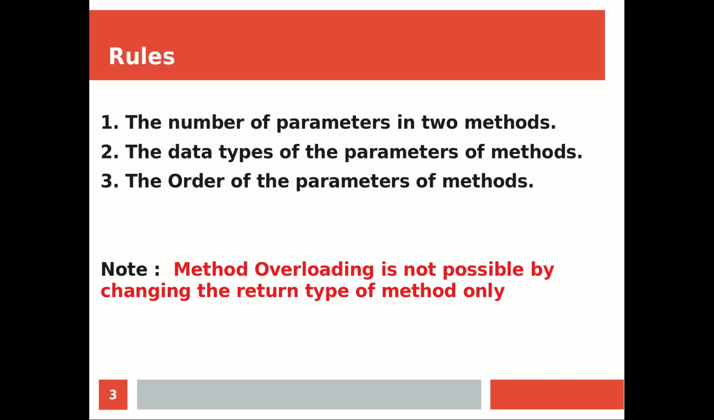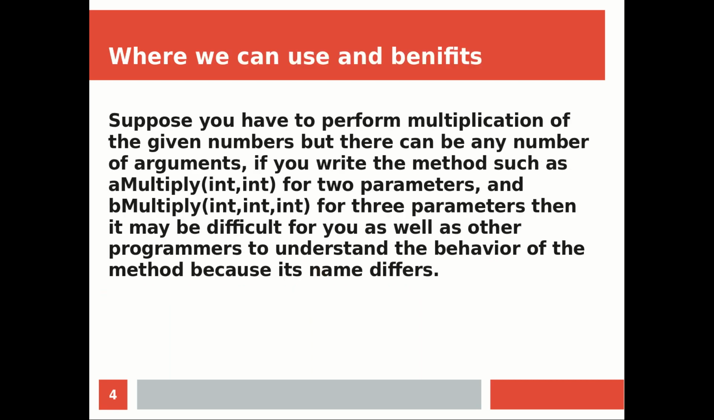Now there is one more case, and it is very important, because if an interviewer asks you for an example of method overloading, he must ask this question. Why? Because this is the corner case, or the important rule, for method overloading. Method overloading is not possible by changing the return type of the method only. We can see this with an example in a later slide. So let me proceed.